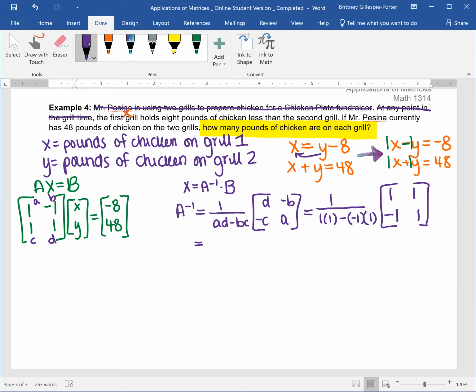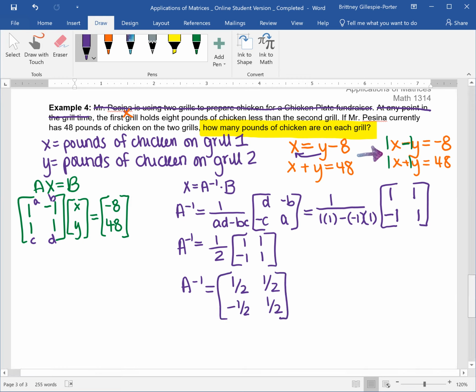Watch your signs when you're working with that fraction, because in the bottom, when we subtract a negative, it means that we're adding a positive, which means you should have 1/2 times our crazy matrix. And when you distribute this, we find out that A inverse is equal to, top row is 1/2, 1/2, bottom row is negative 1/2, 1/2.